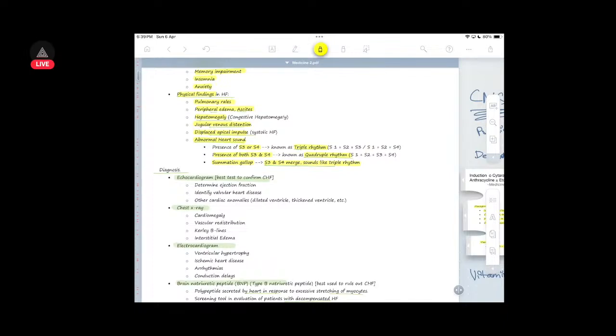In systolic heart failure, you'll have an abnormal apical impulse. Jugular venous distension, of course. Congestive hepatomegaly, peripheral edema, and pulmonary rales.